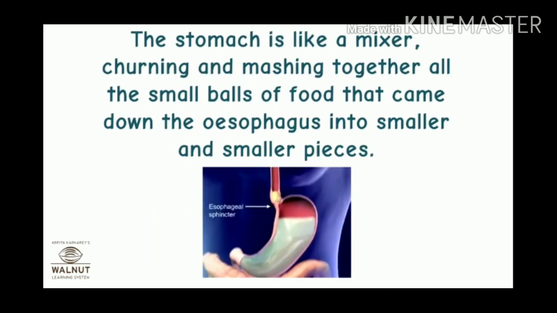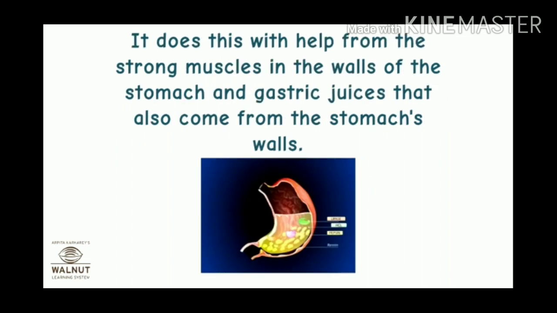The stomach is like a mixer, churning and mashing together all the small balls of food that came down the oesophagus or food pipe into smaller and smaller pieces. This is the function of the stomach. It does this with help from the strong muscles in the walls of the stomach, and gastric juices that also come from the stomach wall help in the partial digestion of food.